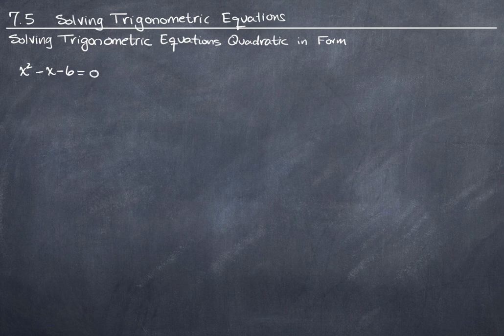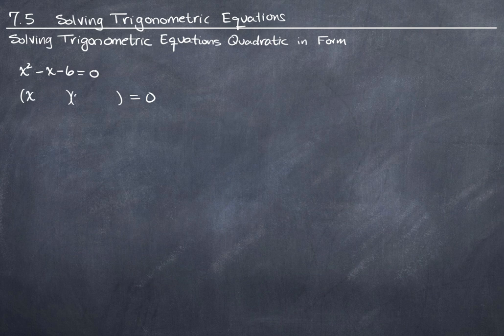One is by completing the square, and nobody likes to do that. Another is using the quadratic formula. That will always work, but it's not really going to help us too much in trig. The third way is by factoring. If I factor this, I end up with something that looks like this.